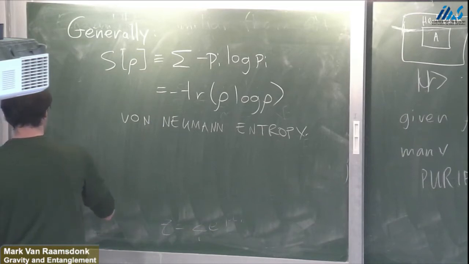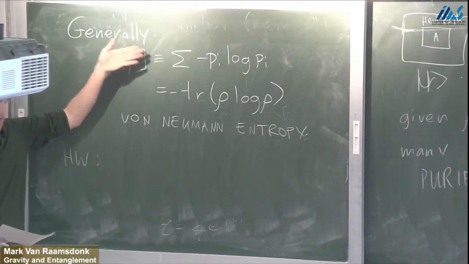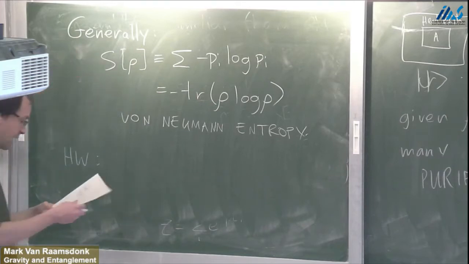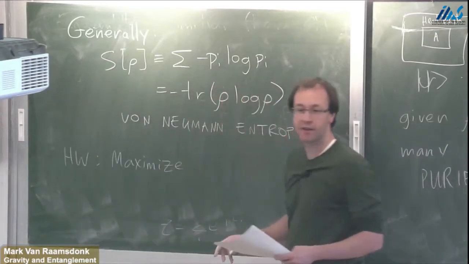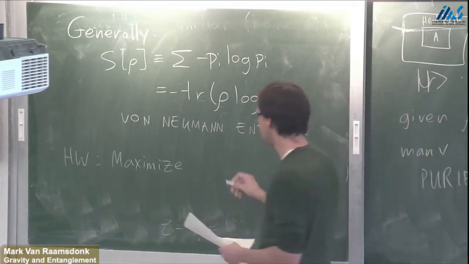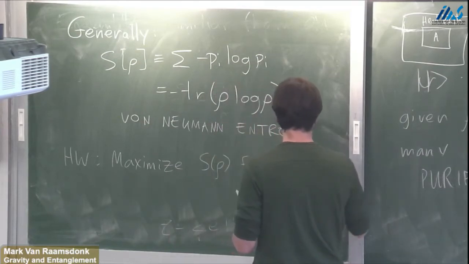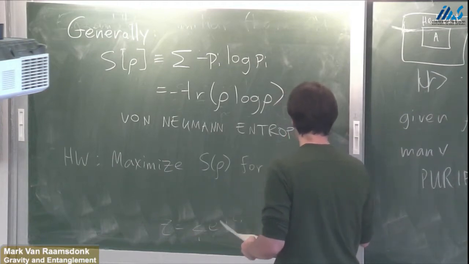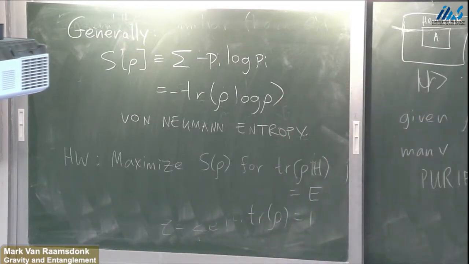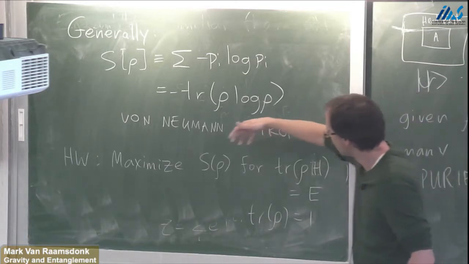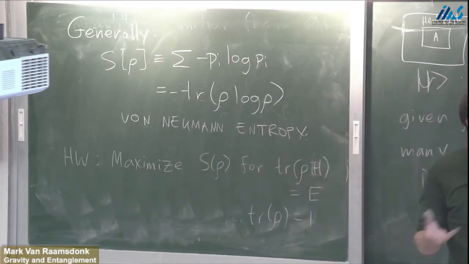Okay. Actually, incidentally, a fun thing to try is to start with this definition of entropy and try to figure out the density matrix that has the maximum entropy for a fixed energy expectation value. And for trace of rho equals 1, which is true of all density matrices. Okay. I'll tell you the answer, but you should try to show this. The answer is the canonical density matrix.